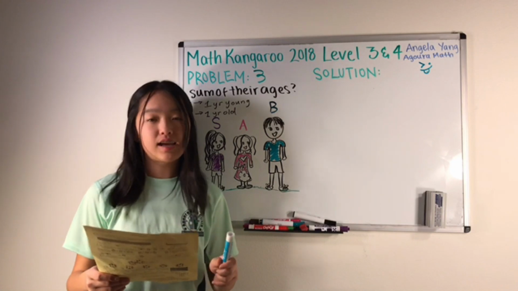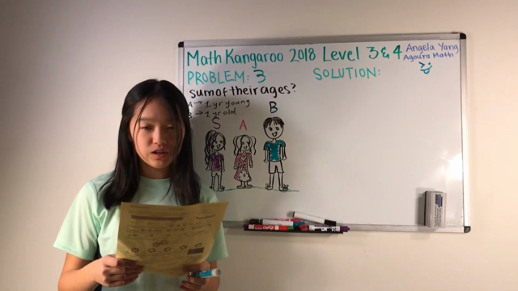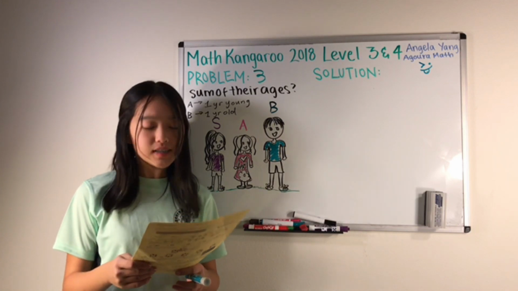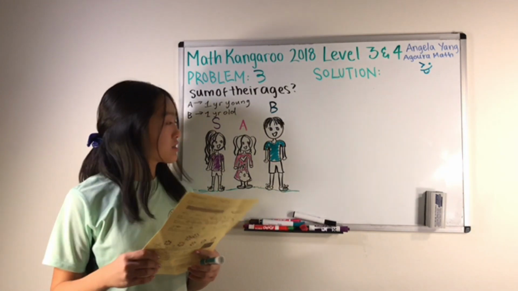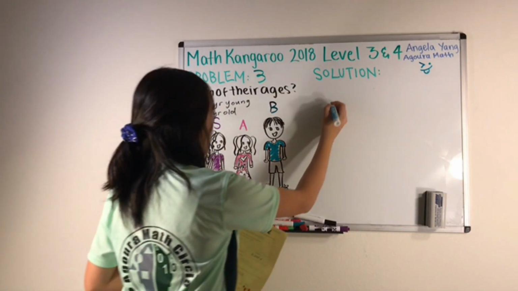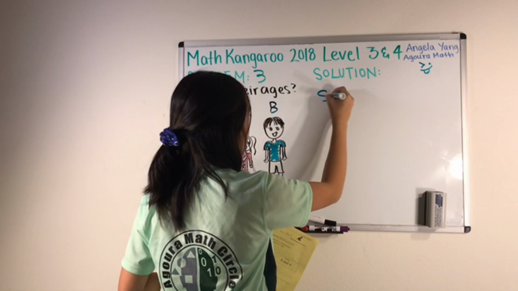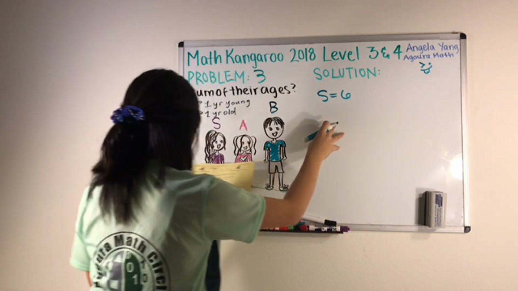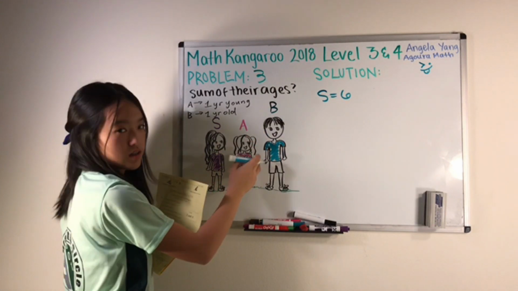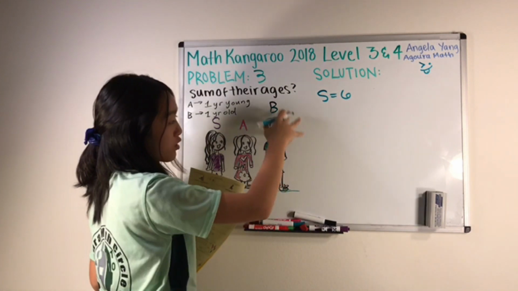Problem number 3 states, Susan is 6 years old. Her sister is 1 year younger and her brother is 1 year older. What is the sum of the ages of the 3 siblings? So in order to solve this, we know Susan's age is 6. So we're going to put S for Susan. S equals 6. And we're going to put letter A for her sister, and assume her sister's name starts with A, and put B for her brother.